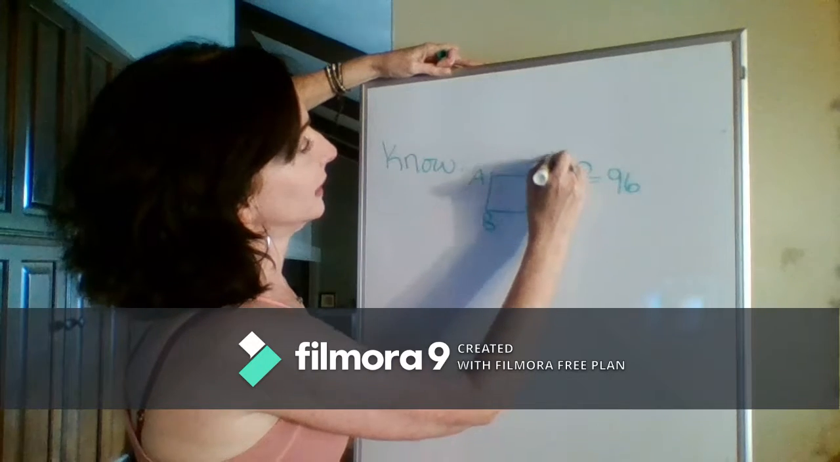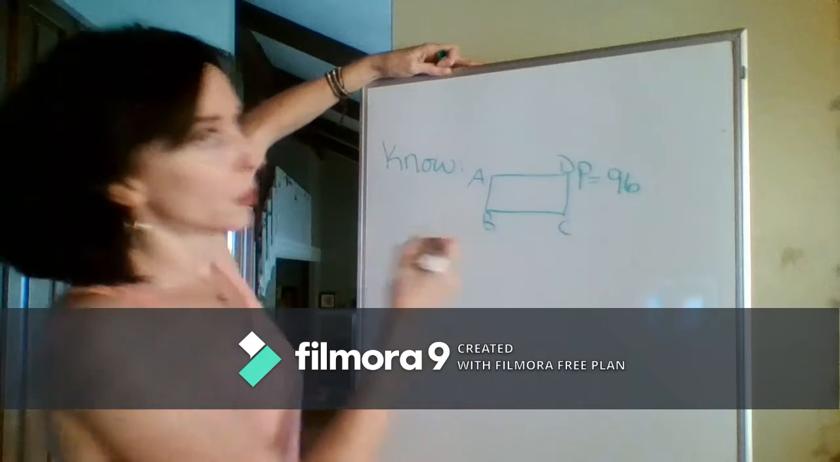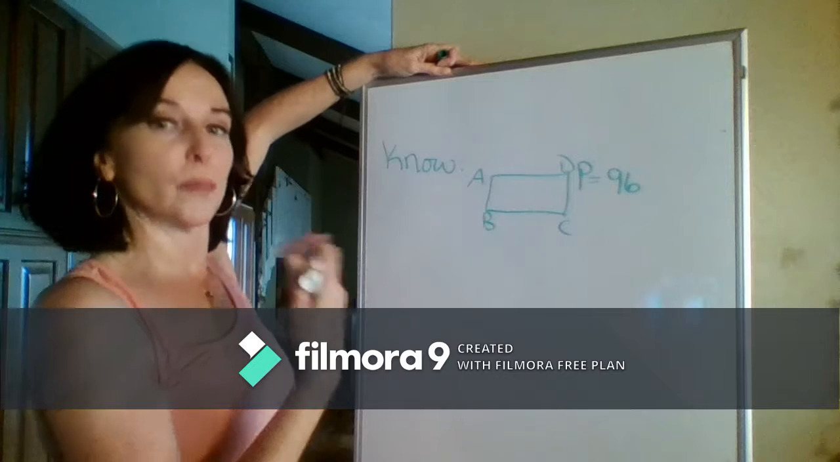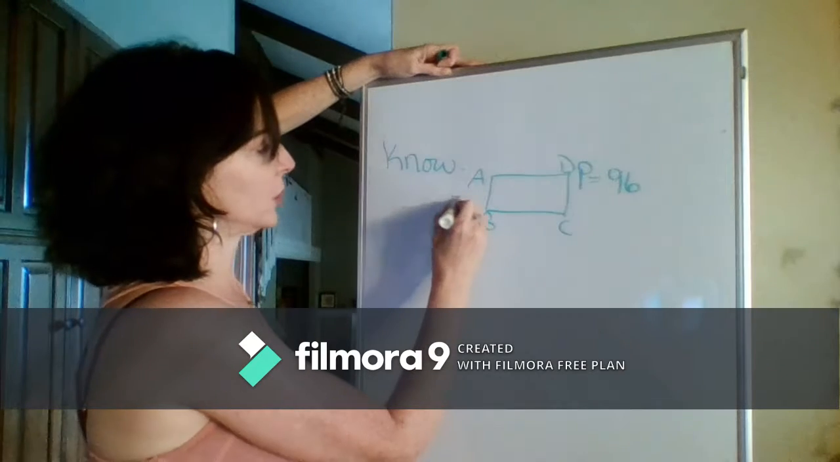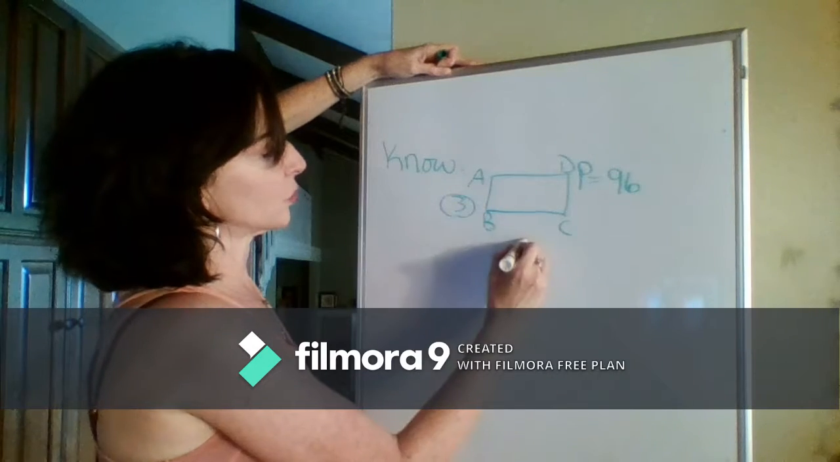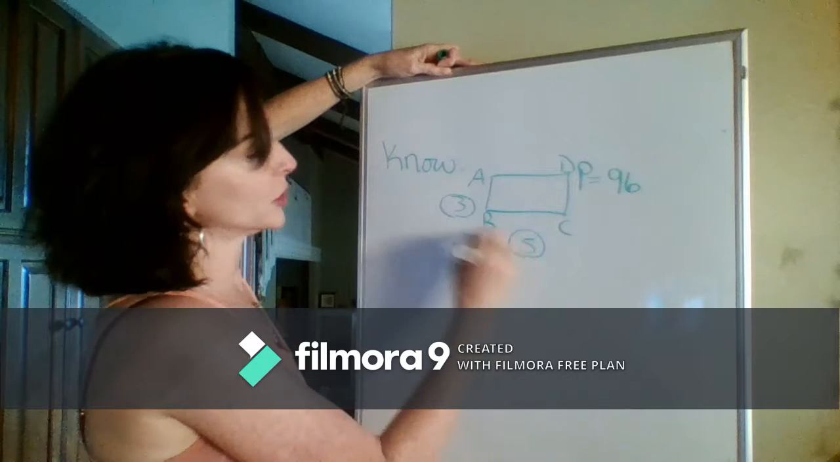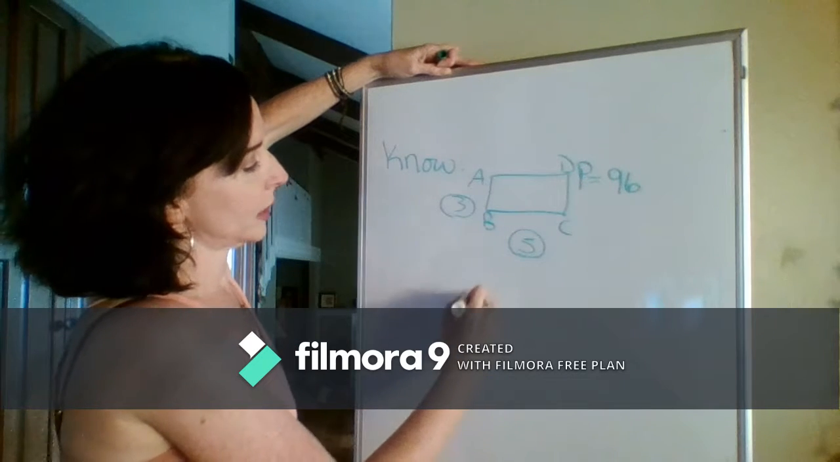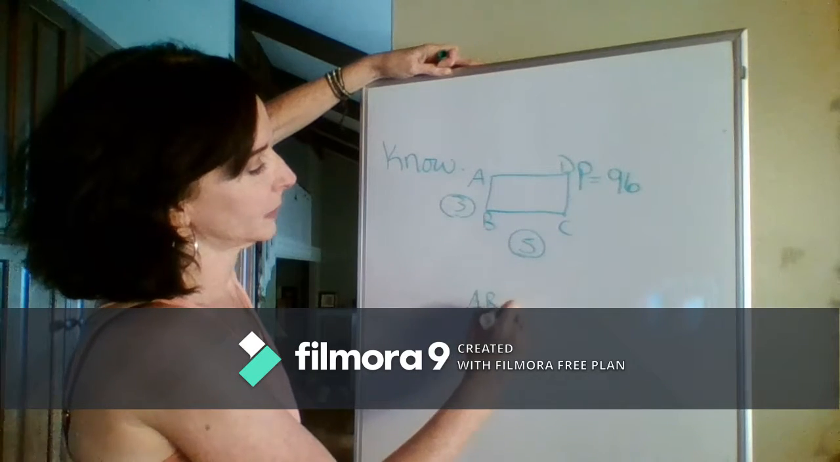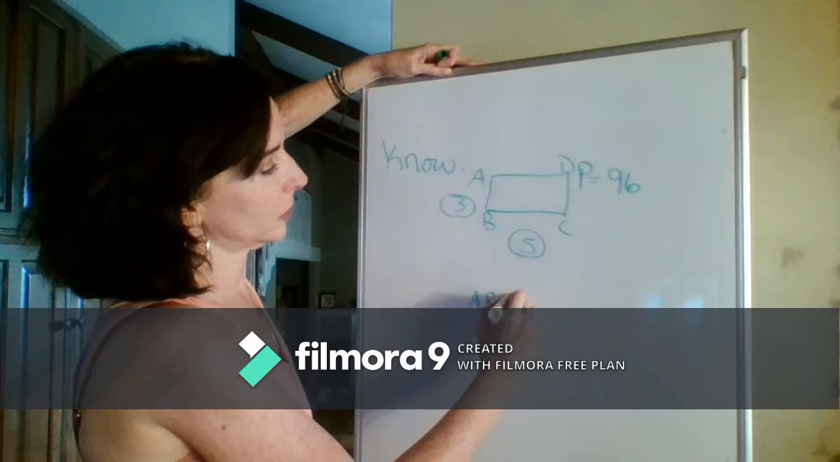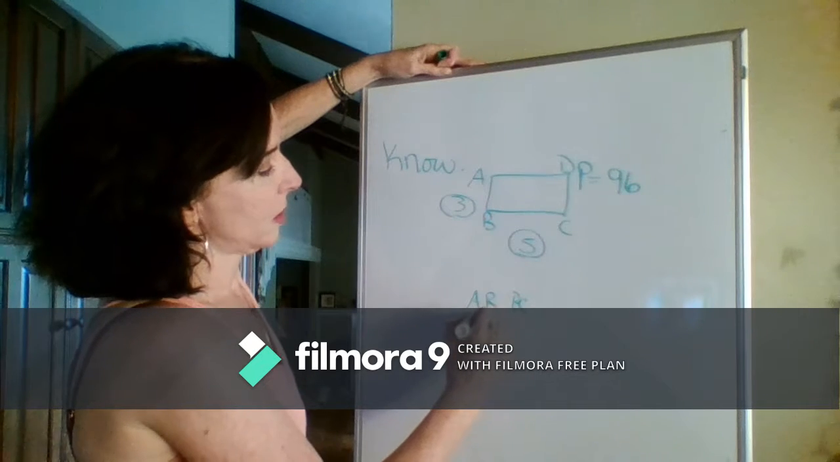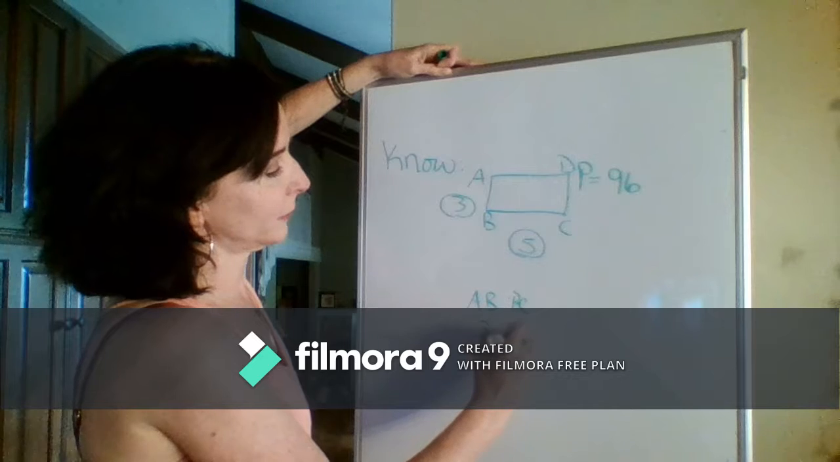Now, we don't know the lengths of the sides, but we know what they are in proportion to each other, or their ratios. Sometimes on the test, I'll circle ratios so I know that's not the actual measure of something. So AB and BC are in the ratio of 3 to 5.